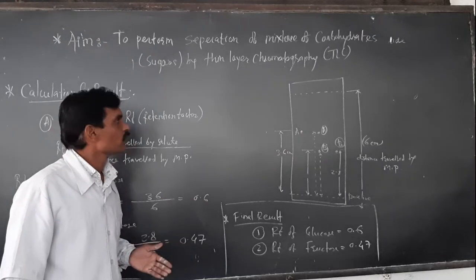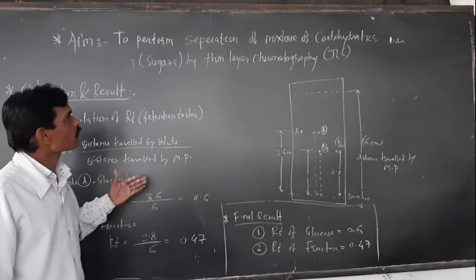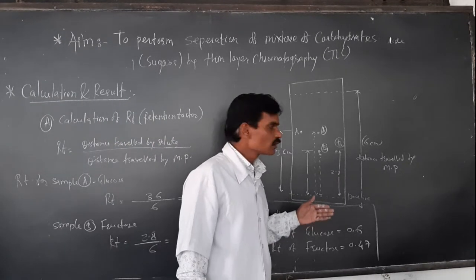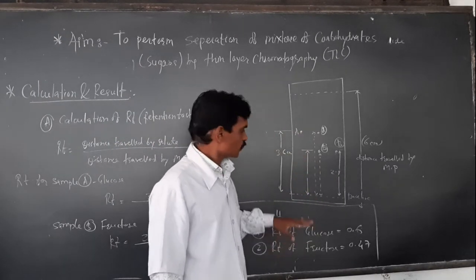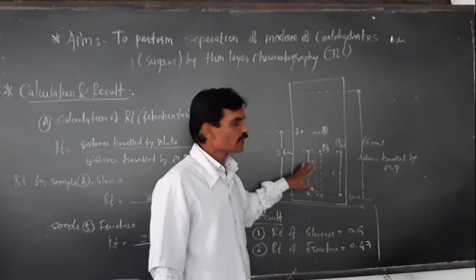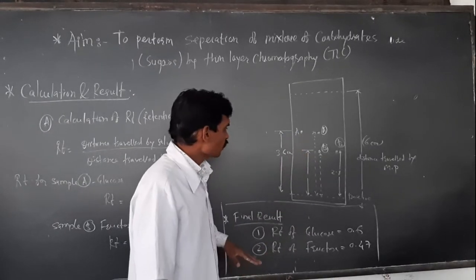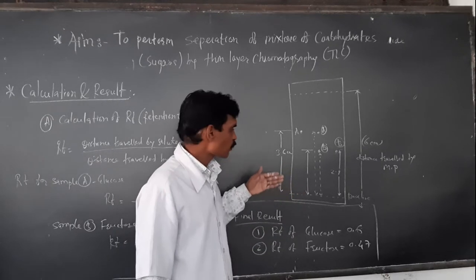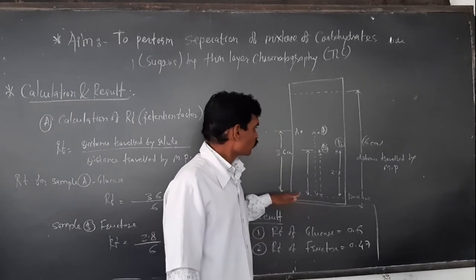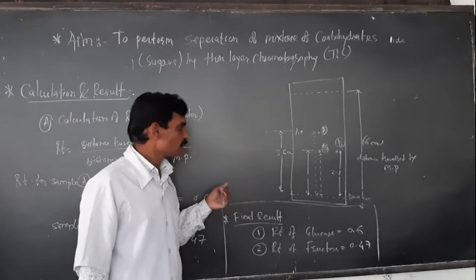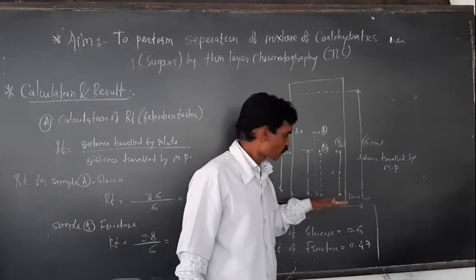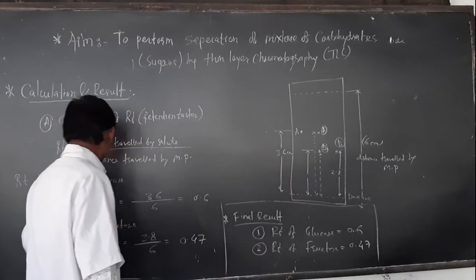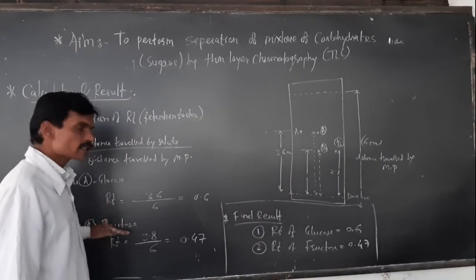Now in the last part, we have to see the calculation part. After performing the thin layer chromatography practical, we got the observation in this fashion. This is considered as a TLC plate. After tracing, we got this result. Here we have taken the TLC plate and taken the spots at the baseline. We have made two samples, sample A and B. In sample A we have taken glucose, and in sample B we have taken fructose.